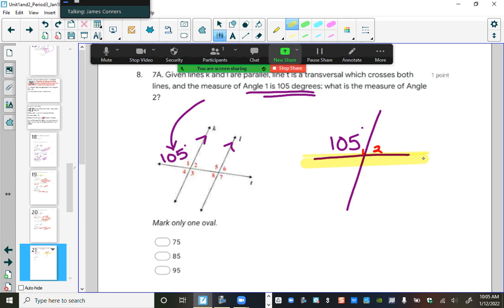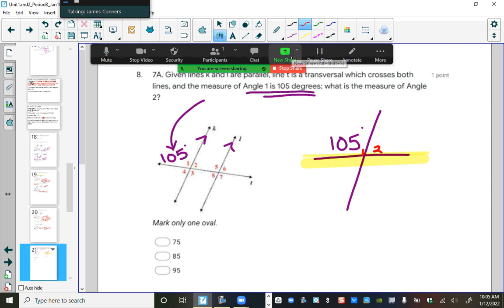All right, so we have a 105-degree angle here. They're a linear pair. And what do we know about linear pairs? They're on the same line, but what else do we know about a linear pair? They're also supplementary, that means they have to add up to how many degrees? 180. Yeah.